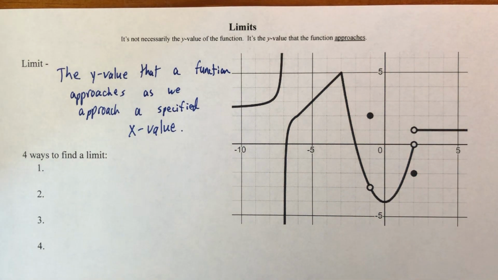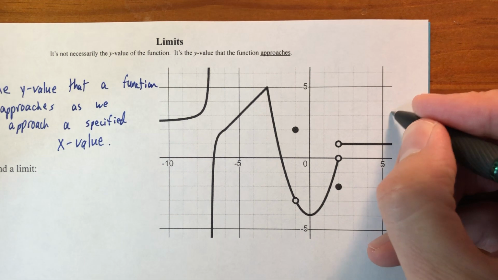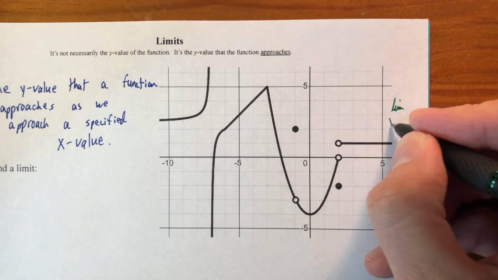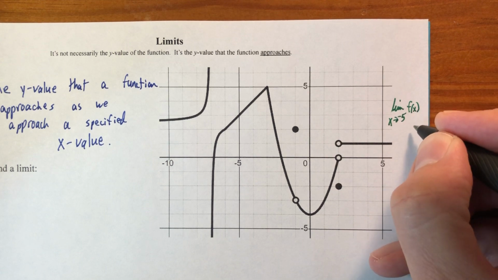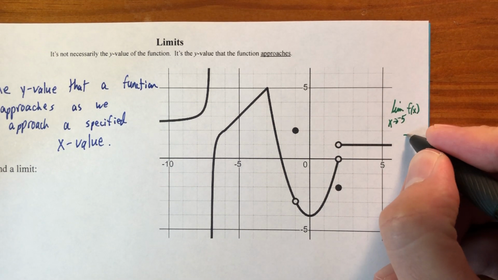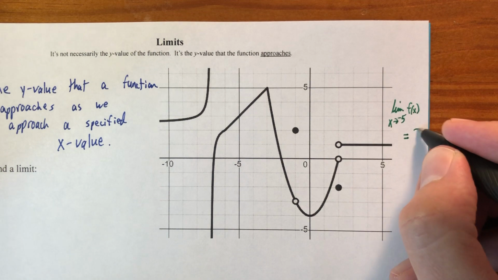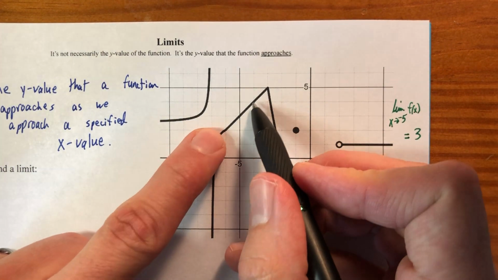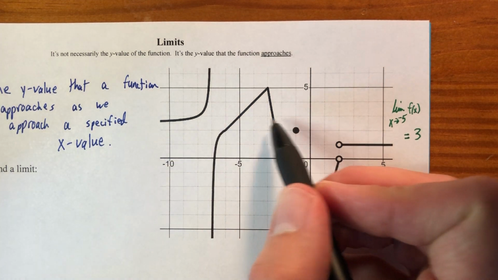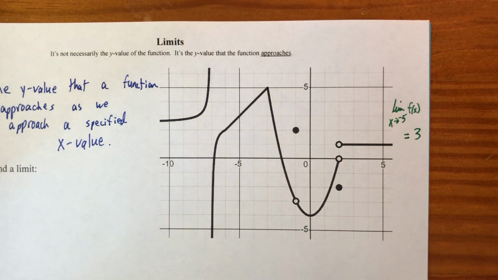All right, so here's the notation. You're going to see this. I'm going to write a few of the answers over here on the side. The limit as x approaches negative 5 for f of x is equal to, I ran out of room, equal to 3. Okay, so that's your first example. As we approach negative 5, the y value is 3. I don't know, you're like, well, the y value is 3. Well, let's try a different one.